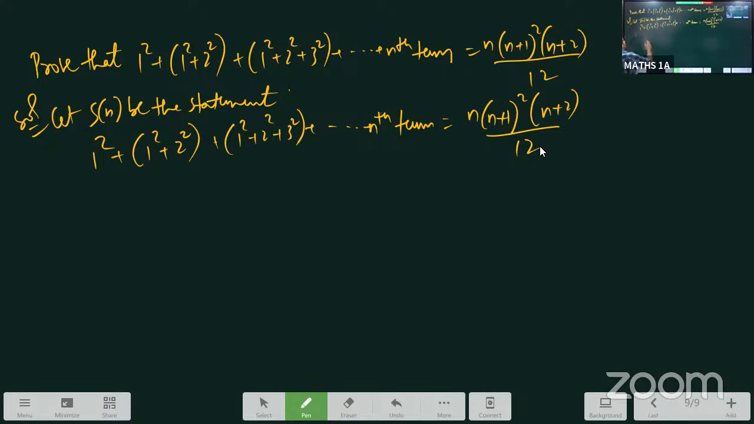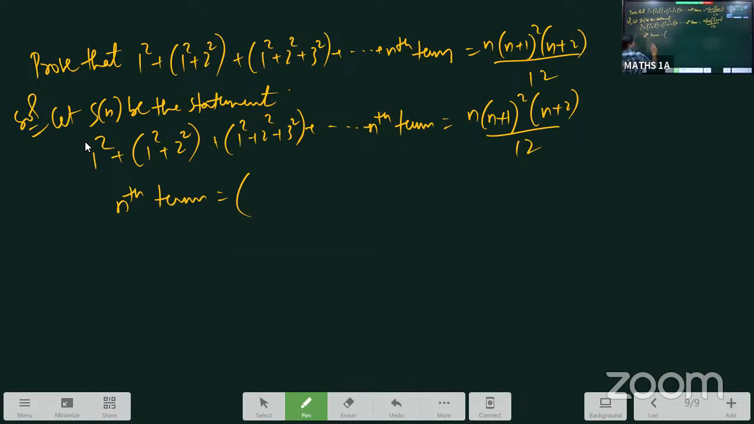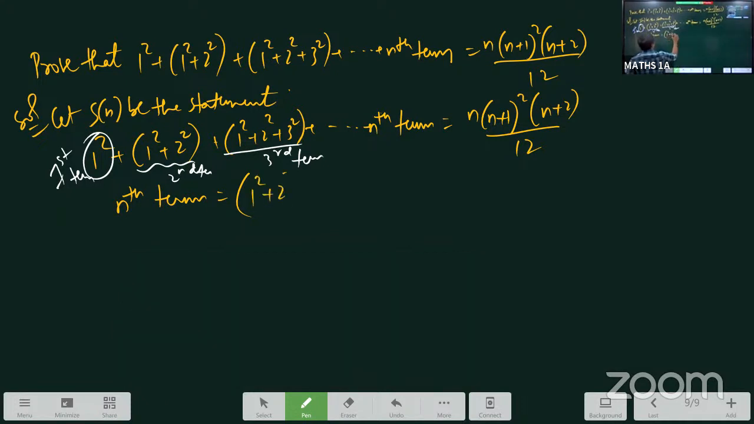Now, how to find the nth term? See here. So your nth term is nothing but bracket of. See, this is your first term, this is your second term, this is your third term. Like that, nth term means what? It should be sum of n terms. What is that n terms? 1 square plus 2 square plus 3 square plus so on plus n square.